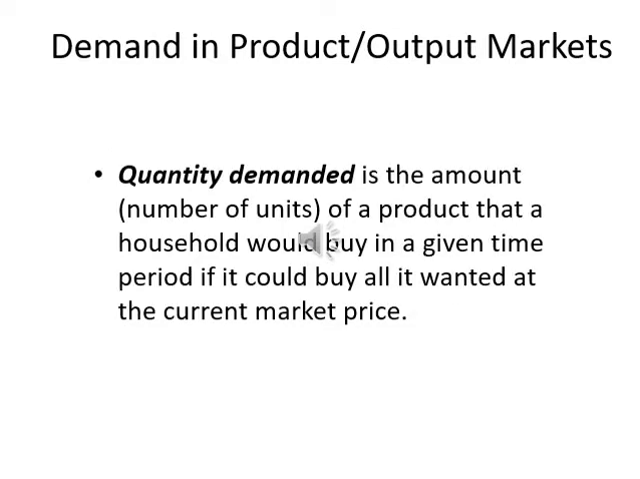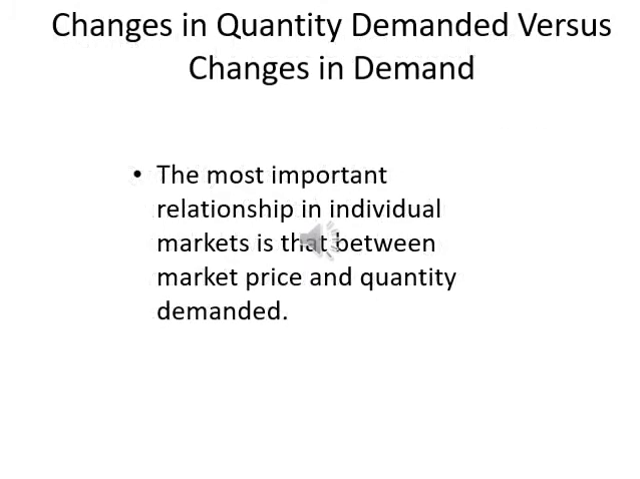Quantity demanded is the amount, number of units, of a product that a household would buy in a given time period if it could buy all it wanted at the current market price. The most important relationship in individual markets is that between market price and quantity demanded.